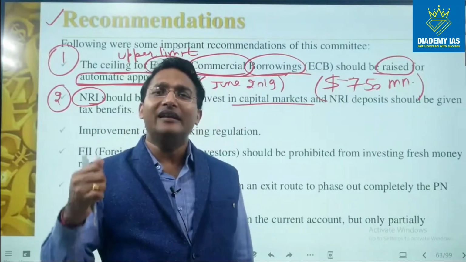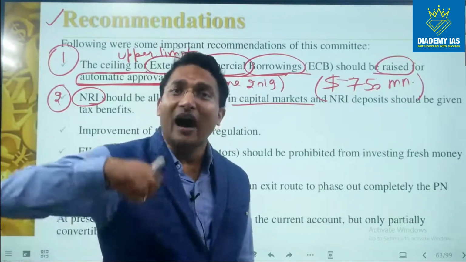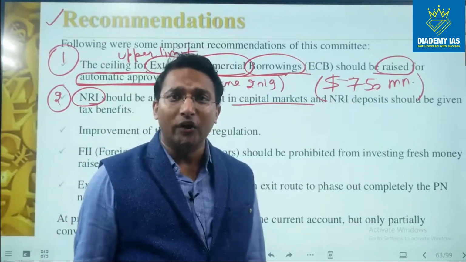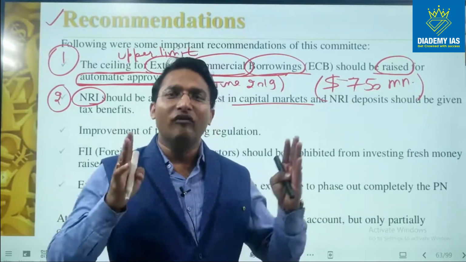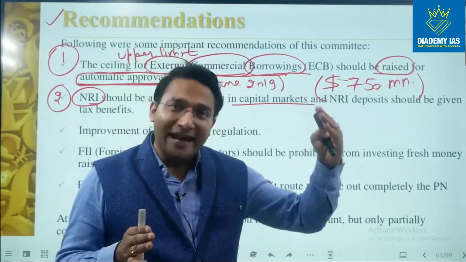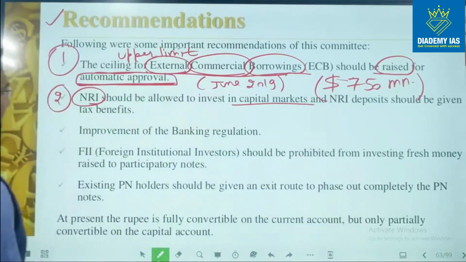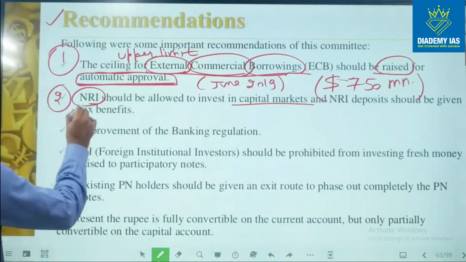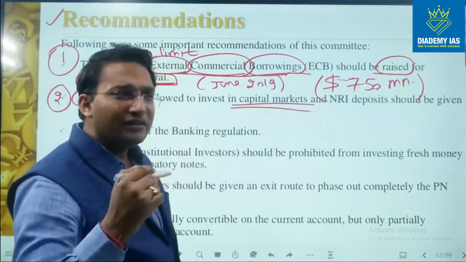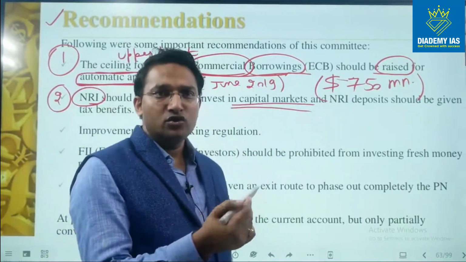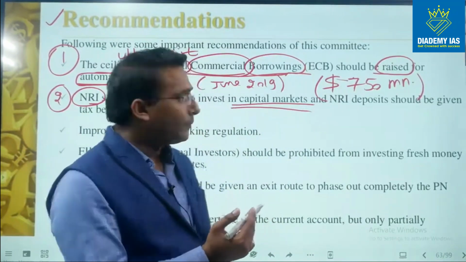The non-resident Indian, NRI, is a citizen of India, but residing outside India for 182 days or more during the current financial year, right? So this is how we differentiate between the NRI and the PIO, person of Indian origin. So NRI should be allowed to invest in the capital market. They should be allowed because they have the emotional linkage. They should be allowed at very relaxed terms and conditions.